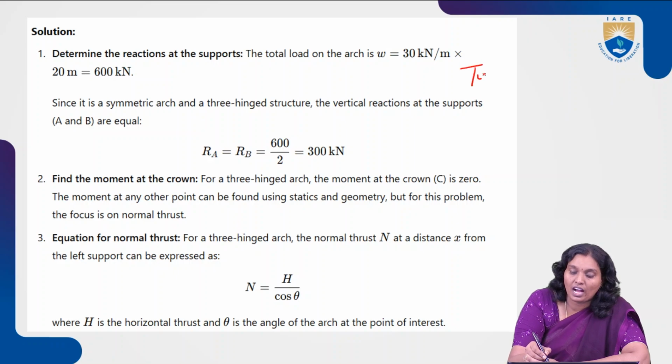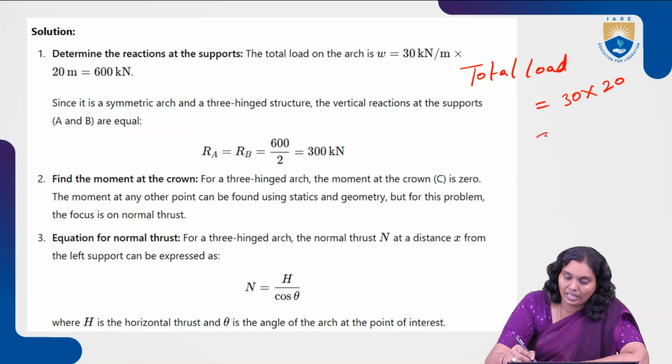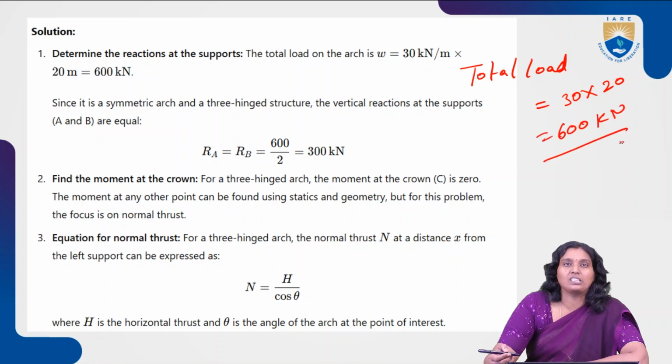Total load of the arch. Total load is equal to the uniformly distributed load throughout the entire span, that is 30 into the entire span of 20 meters. It means 600 kilonewtons. Total load is equal to 600 kilonewtons.